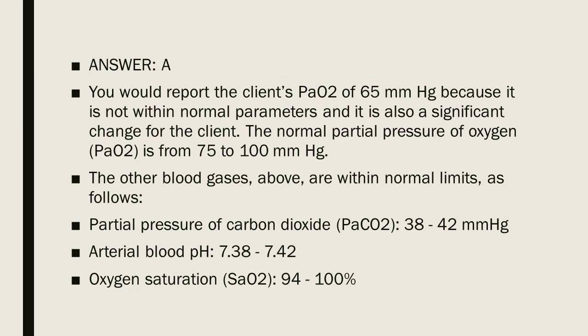Answer, A. You would report the client's PaO2 of 65 mm of mercury because it is not within normal parameters and it is also a significant change for the client. The normal partial pressure of oxygen, PaO2, is from 75 to 100 mm of mercury. The other blood gases, above, are within normal limits, as follows. Partial pressure of carbon dioxide, PaCO2, 38 to 42 mm of mercury. Arterial blood pH, 7.38 to 7.42. Oxygen saturation, SaO2, 94 to 100%.